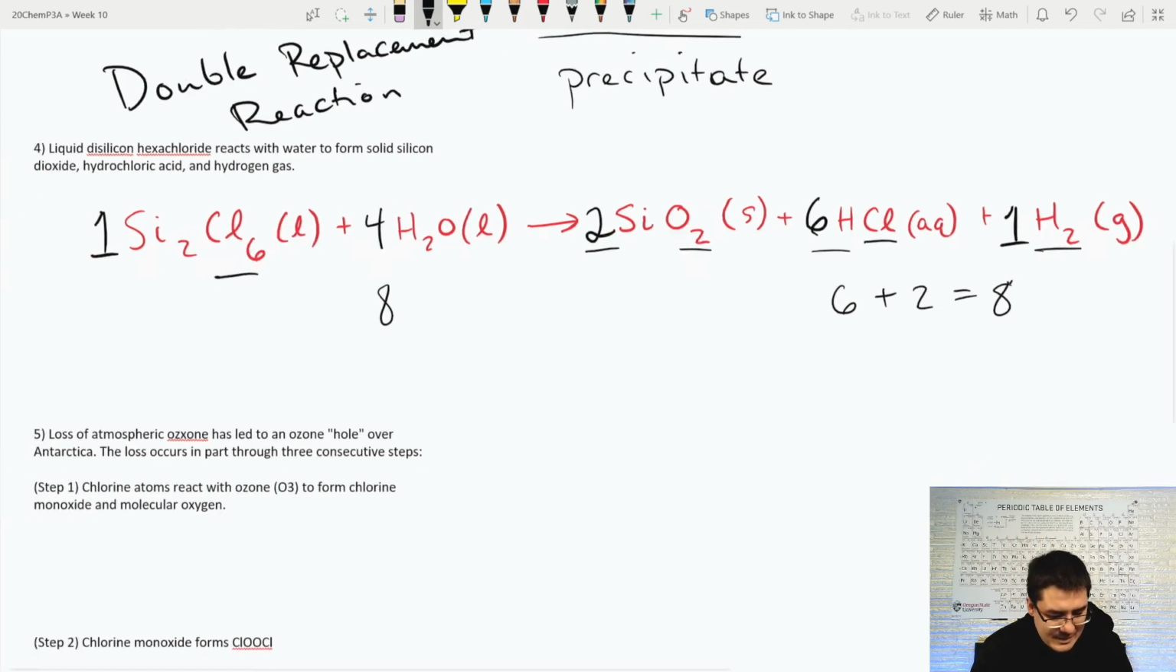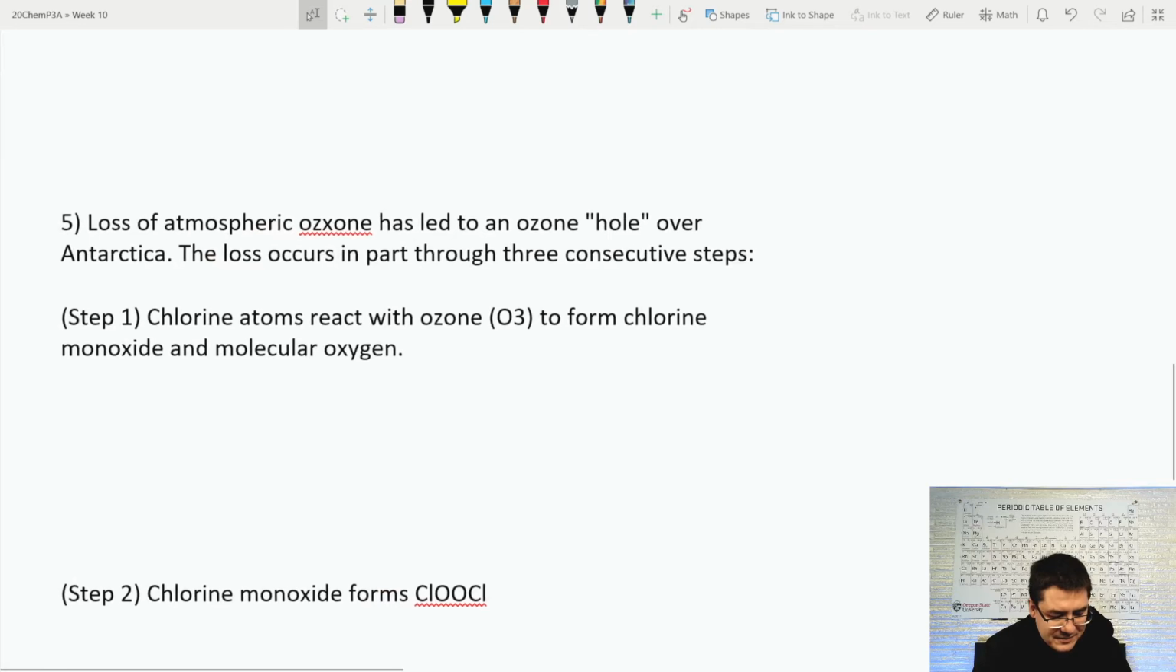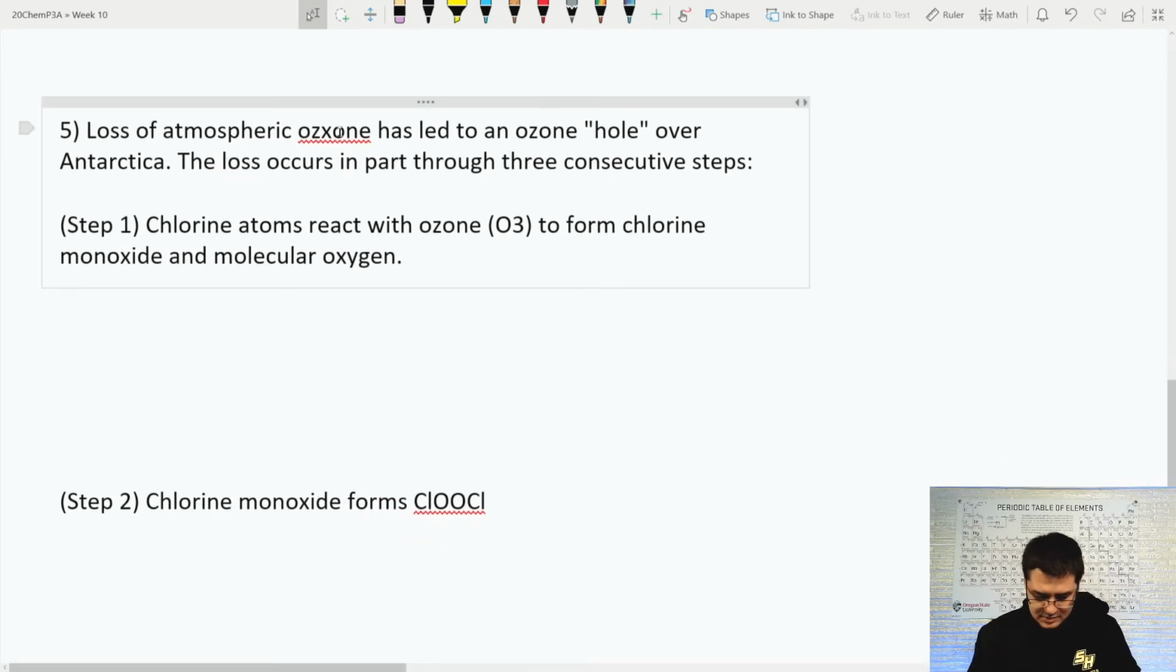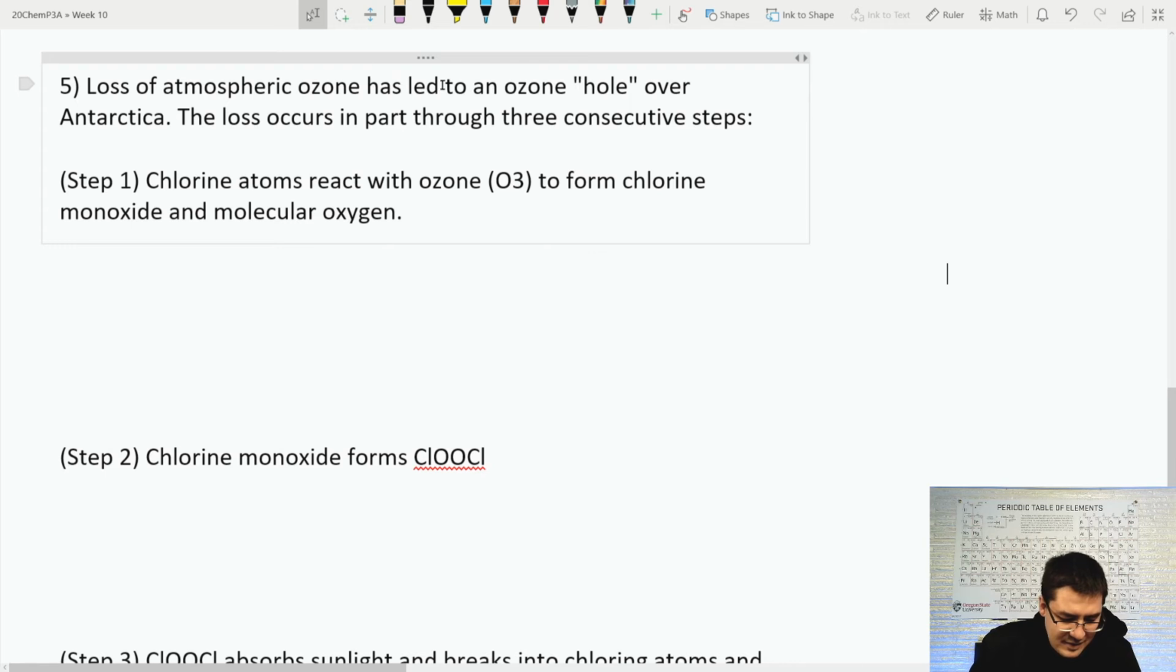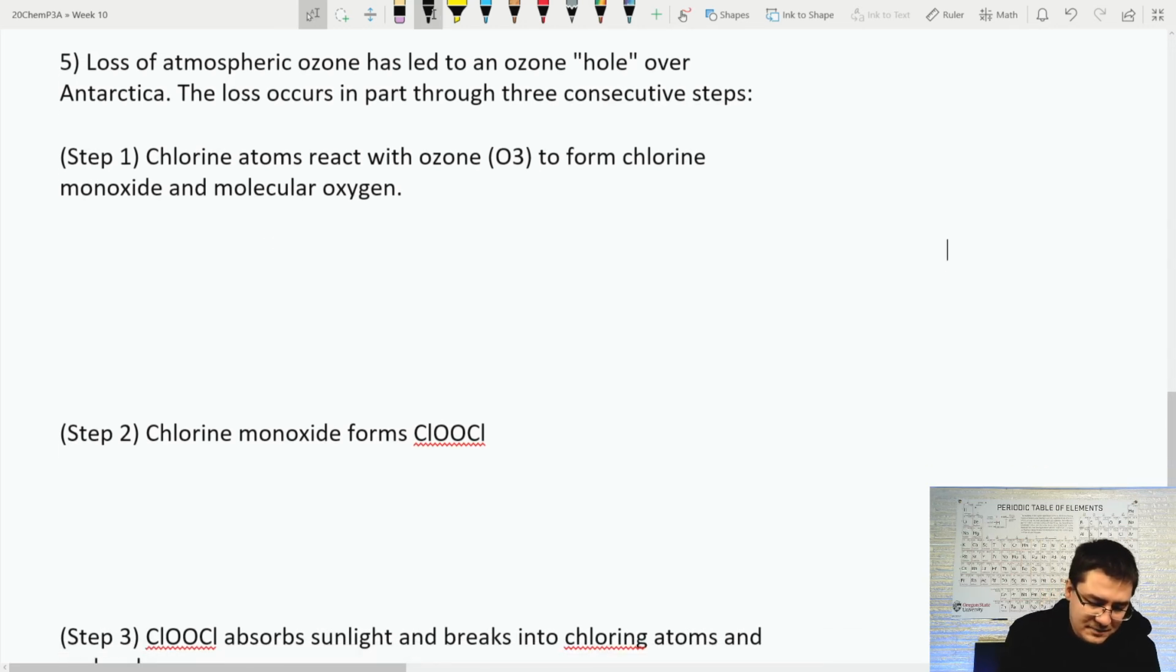Okay. And then the last problem I picked has to do with, it's kind of a problem that ties in some atmospheric chemistry. So it says the loss of atmospheric ozone. So ozone is a chemical that's in the atmosphere. It's got the chemical formula O3. Okay, it has led to an ozone hole over Antarctica. The loss occurs in part through 3 consecutive steps. So in step 1, it says chlorine atoms react with ozone to form chlorine monoxide and molecular oxygen.